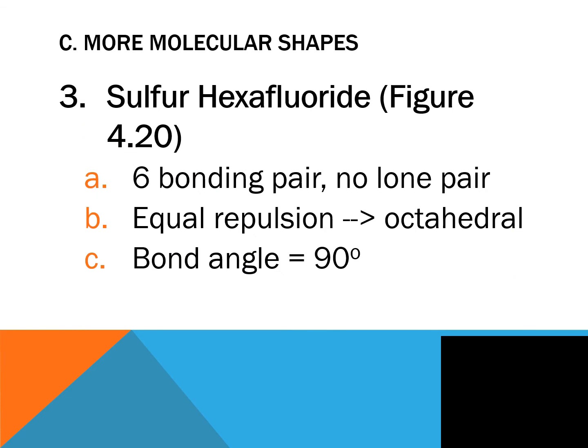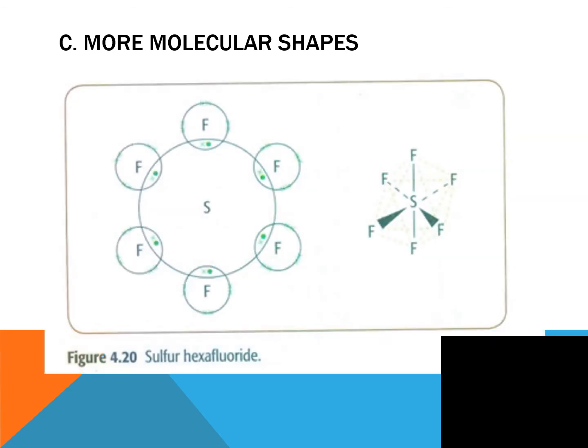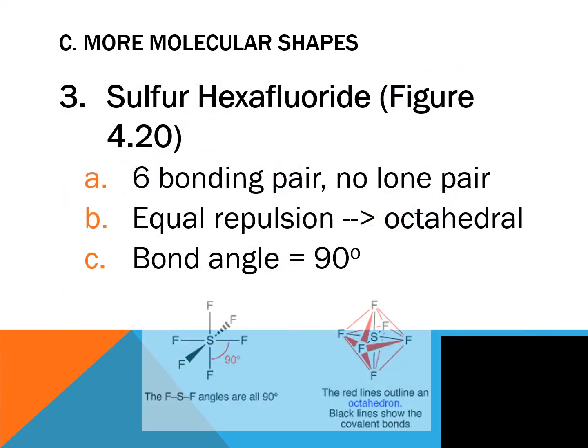Sulfur hexafluoride, okay, has 6 bonding pairs, no lone pair, so it's an octahedral. This one, the shape is 90, all the way around. Basically makes a square in the middle, and then you have 1 up fluorine, 1 down fluorine, and all of these are 90 degrees. So you can see here, it's called octahedral because it's 8 sides, 4 on the top, 4 on the bottom. It's kind of like a diamond.